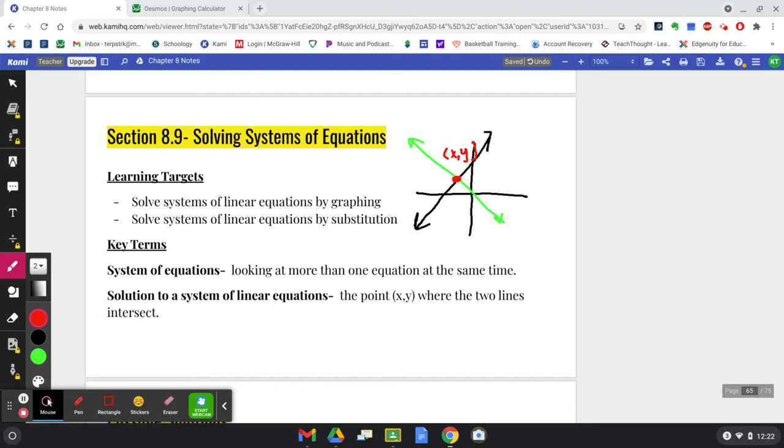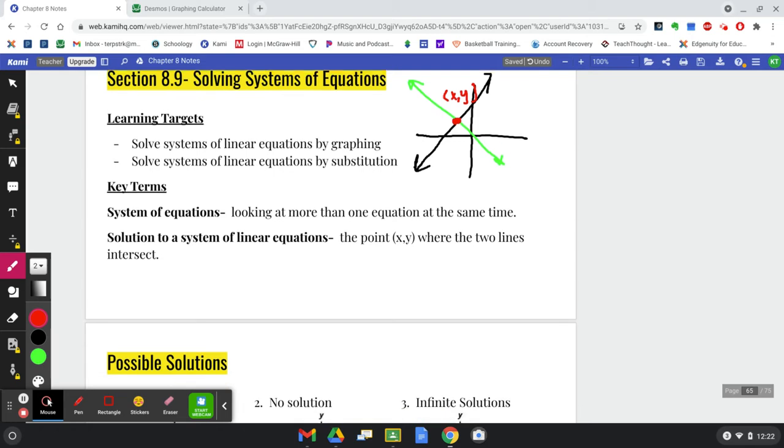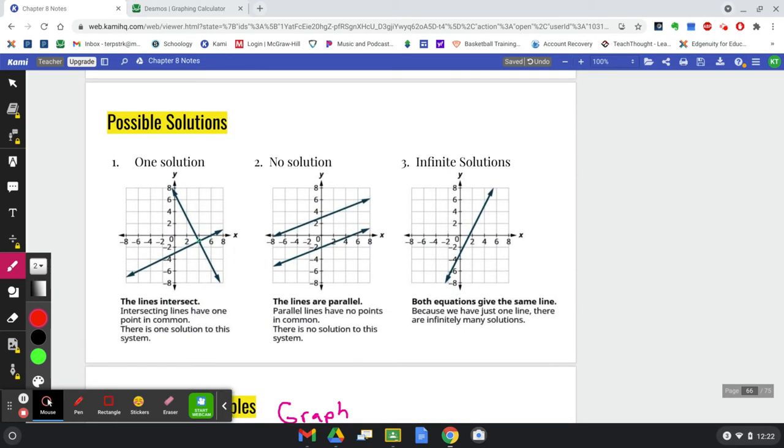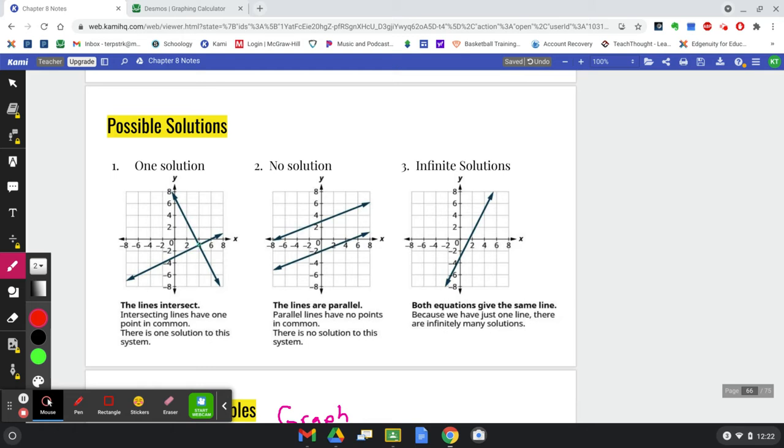Now, we're going to start off by looking at what types of solutions, or how many, are possible. If you have two straight lines, you could have one solution, meaning the two lines intersect. You could have no solution, where they do not intersect, and these are parallel. Or you could have infinite solutions.